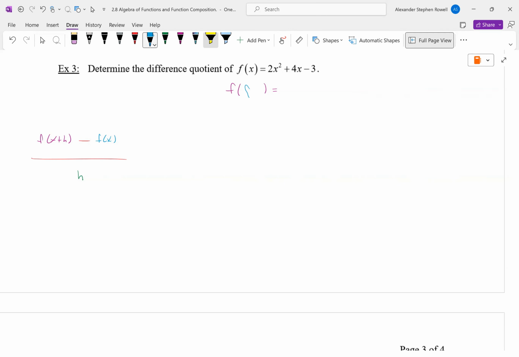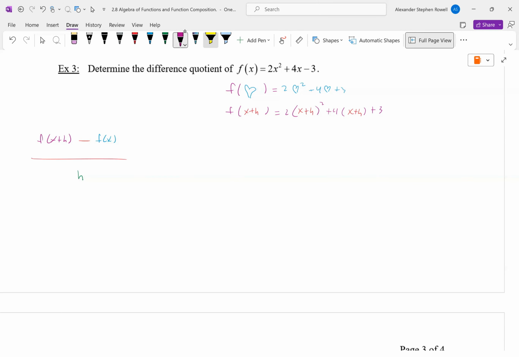How do you evaluate f of heart? You plug in the heart? You're okay with that? Yes, very good. Function of love.